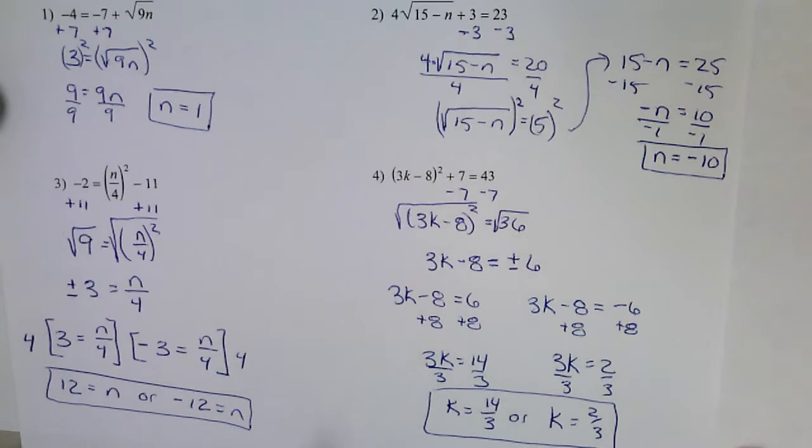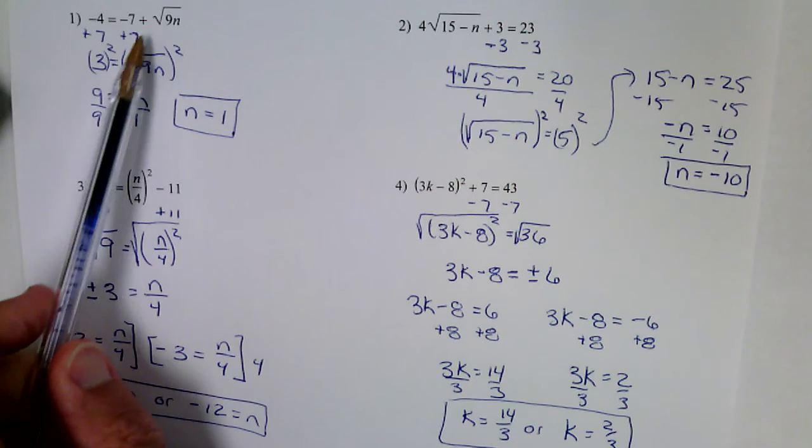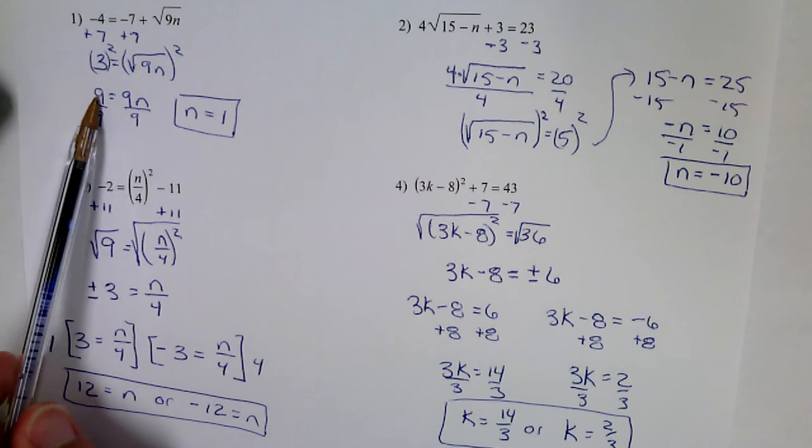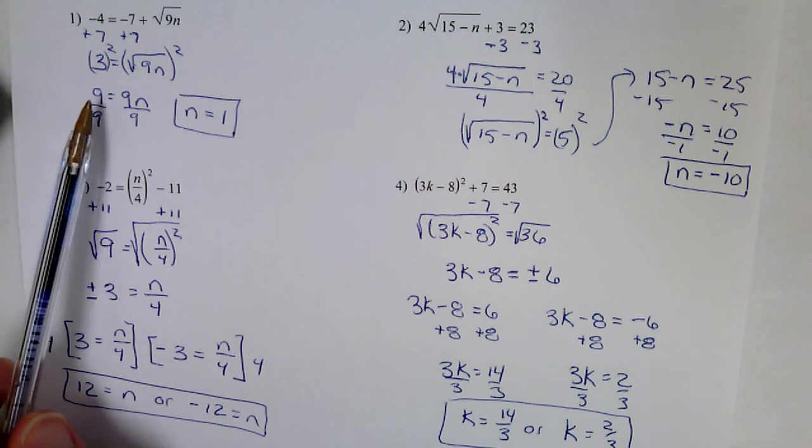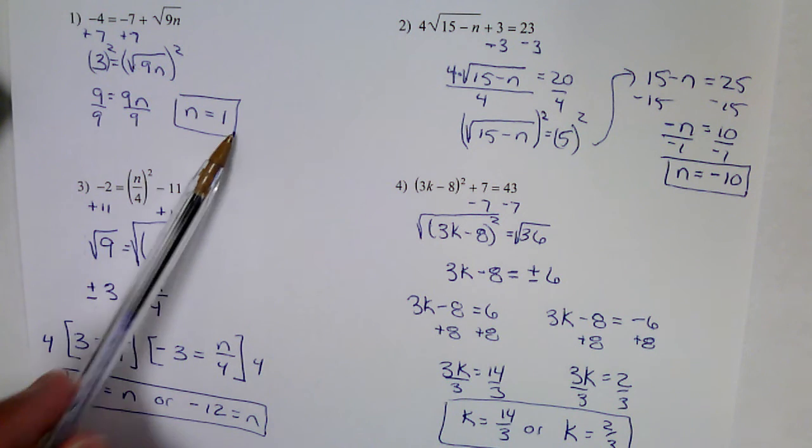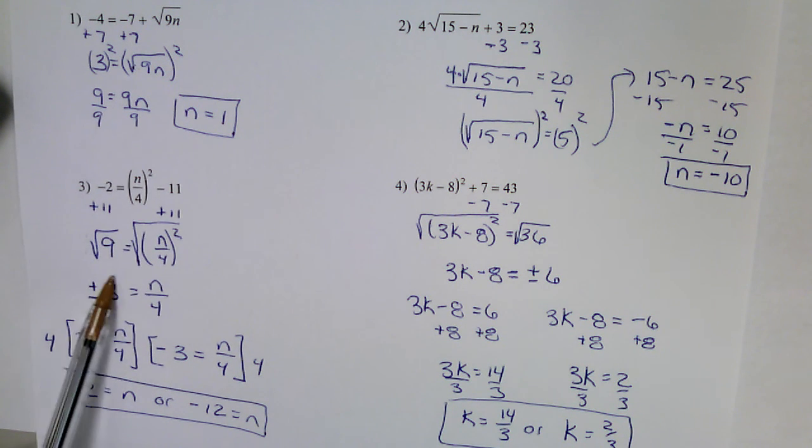Okay? So when you have to square a number to get rid of the square root sign, you're going to just square it. You end up with whatever number, 9, 12, 15. So there's only one answer. When you have to take the square root, you have to remember that there's two answers.